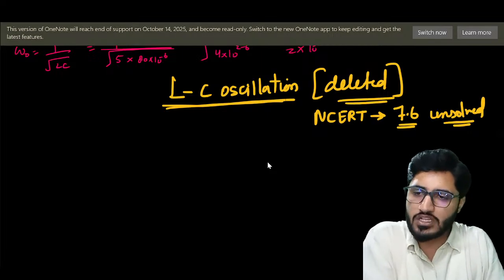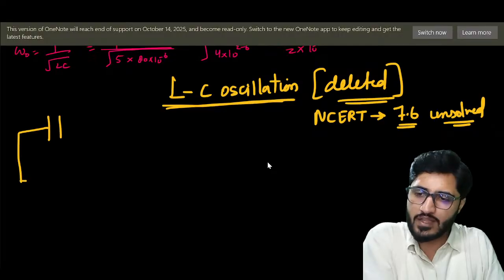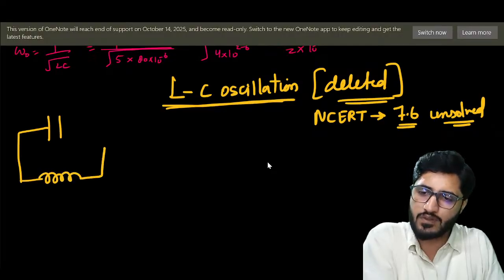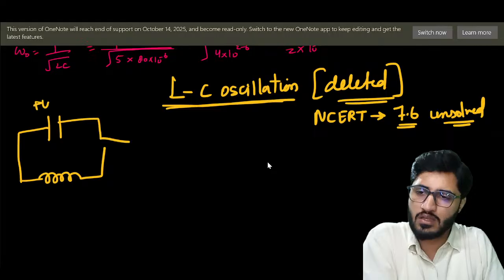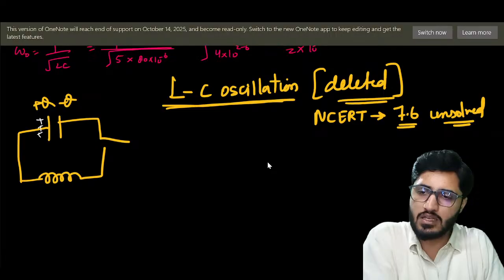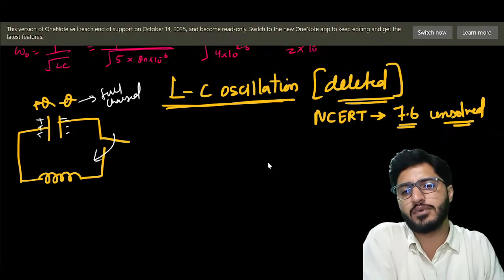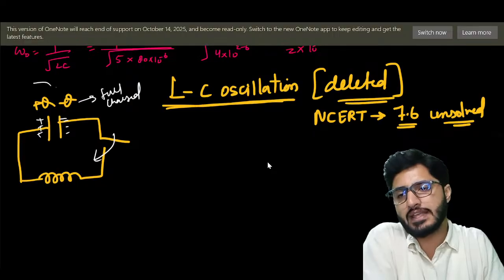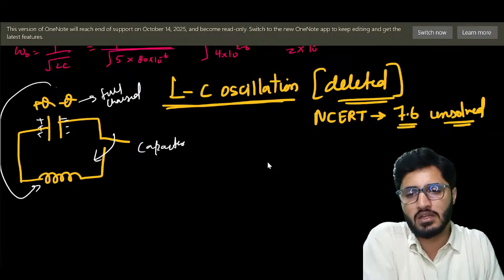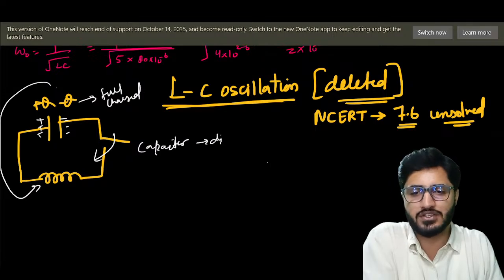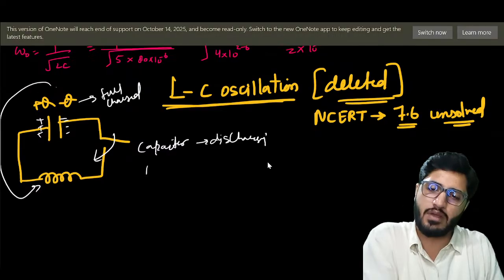In LC oscillations, we are having a capacitor and we are having an inductor. Initially, my capacitor is fully charged. Now we close the key. What will happen now? Charge flows from my capacitor to the inductor. So the capacitor starts discharging, and my inductor starts charging.